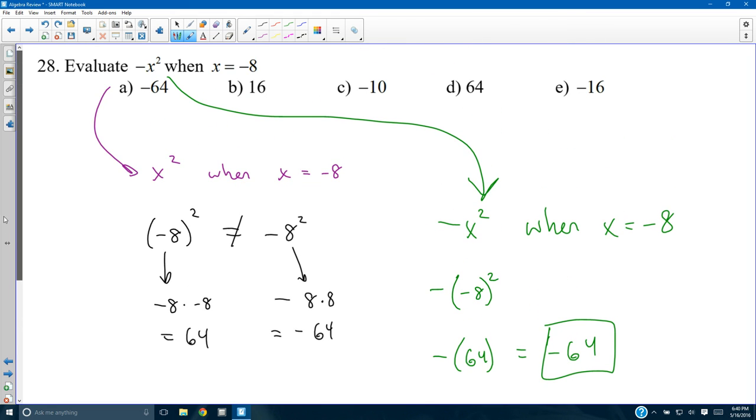It's not positive 64. We don't distribute that negative first, and we don't ignore this negative in any other sense. So this is negative 64. It is A. It's not positive 64.